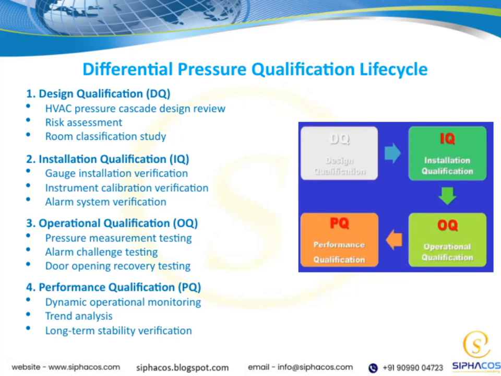Let's walk through the differential pressure qualification life cycle. It starts with design qualification, where we review the HVAC pressure cascade, assess risks, and study room classifications. Next comes installation qualification, verifying gauges, calibrations, and alarm systems are all set up correctly.